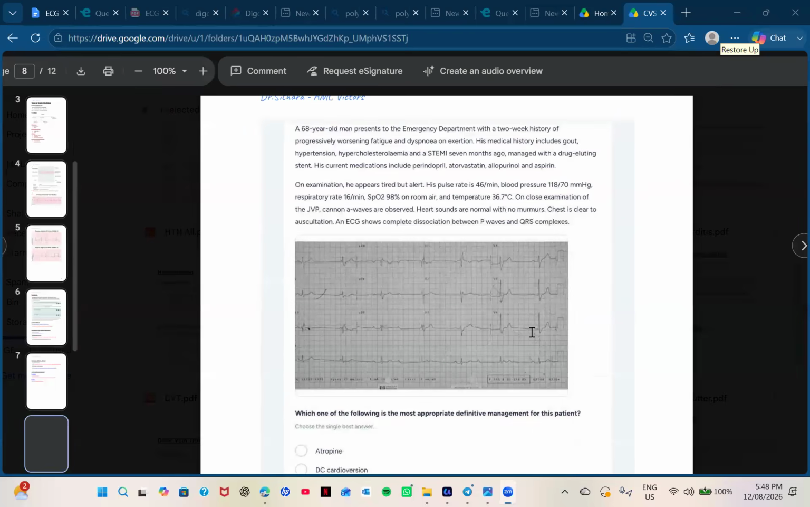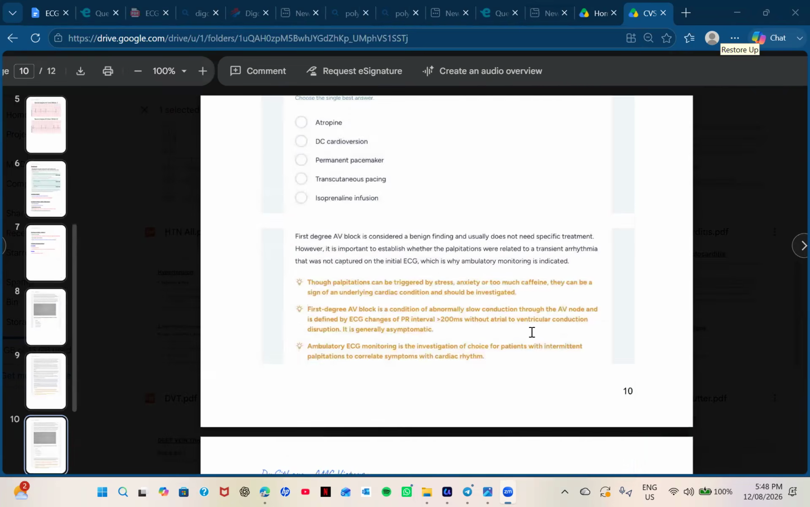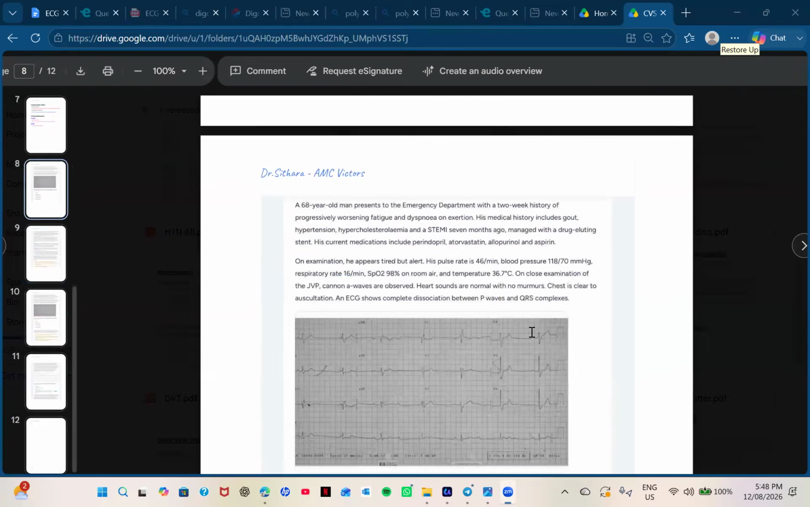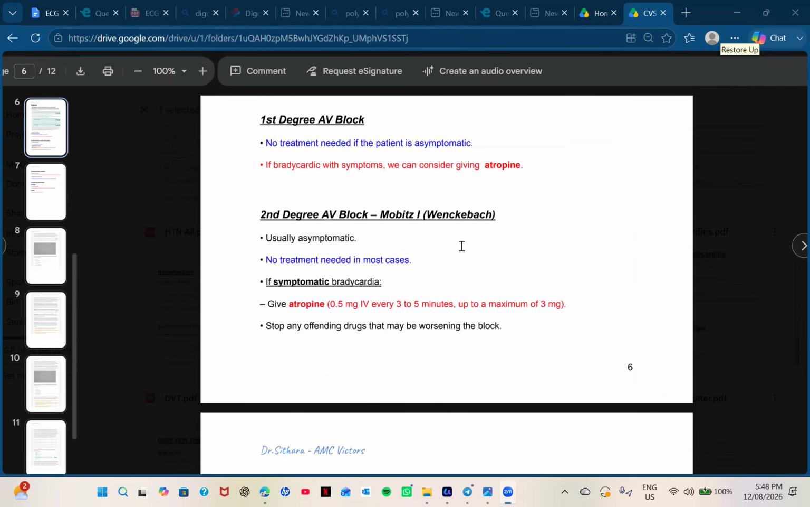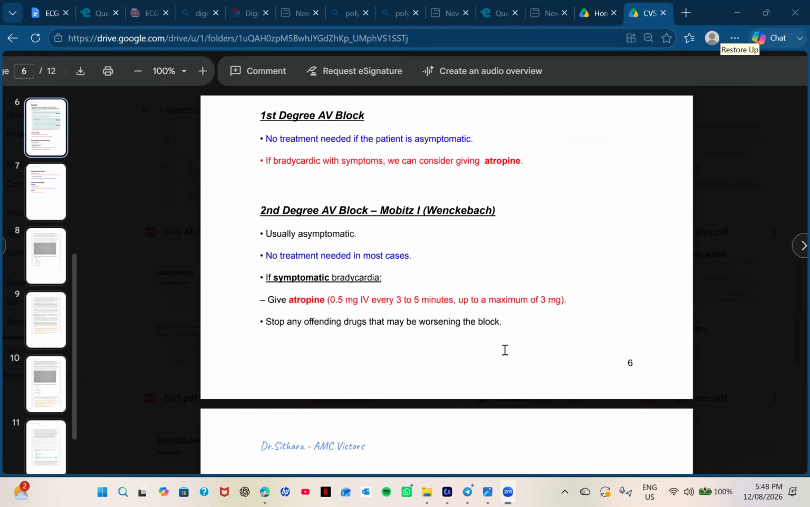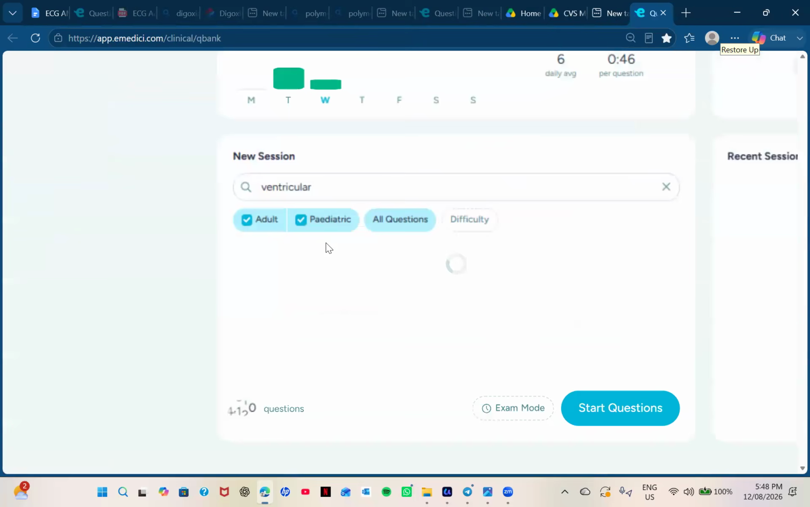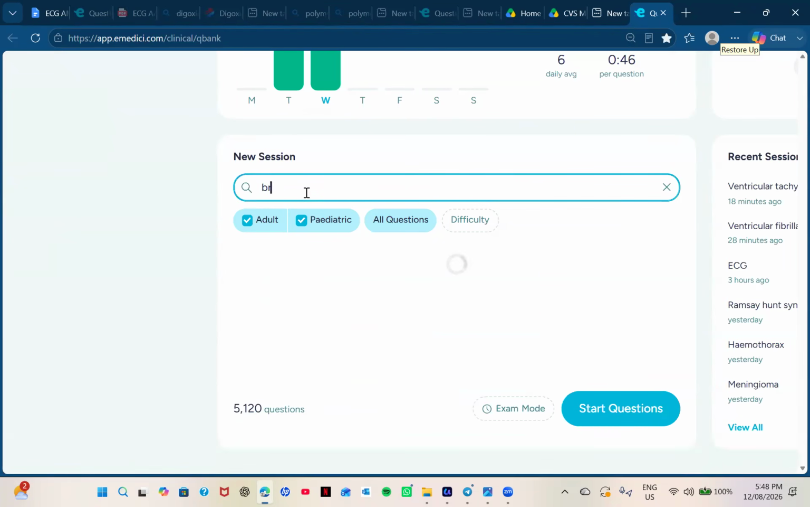That is one thing, but I want to show something. Oh no, I have not attached it here. Yeah, I remember there's one question in eMedicine for the first degree AV block. 1 minute. Every time I'm telling it, but I still can't remember. Okay, bloody arrhythmia.